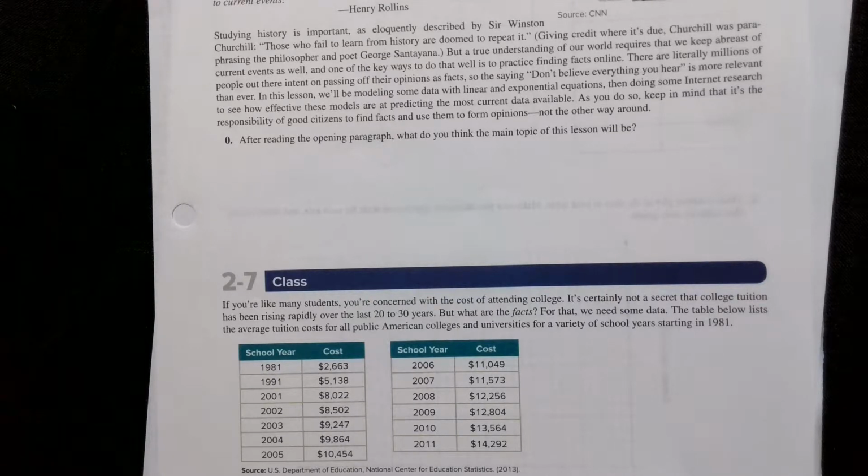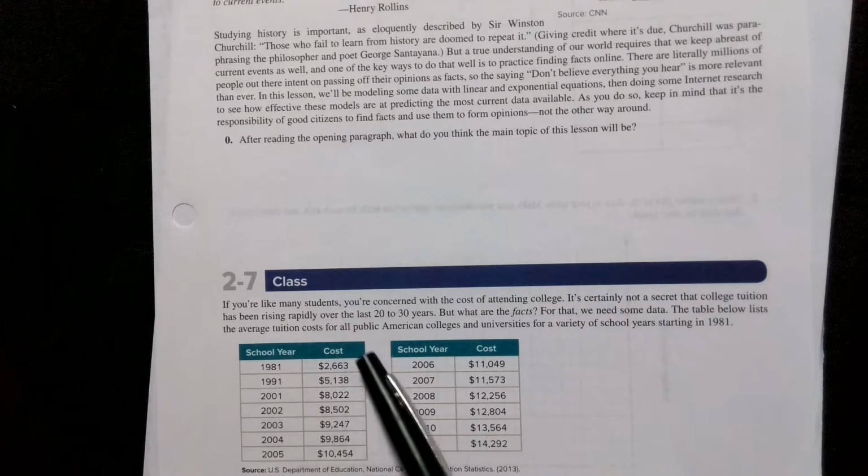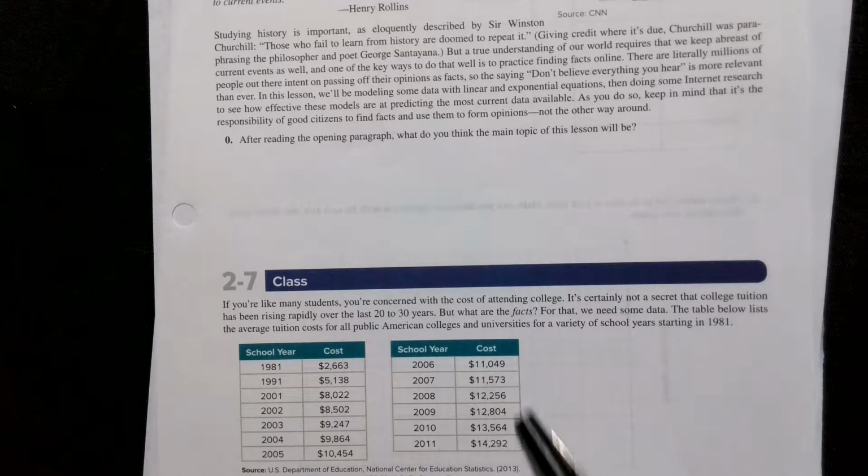The table below lists the average tuition costs for all public American colleges and universities for a variety of school years starting in 1981. Now we have our tables here, as shown here, and as we see, the cost of tuition has gradually and steadily gone up.